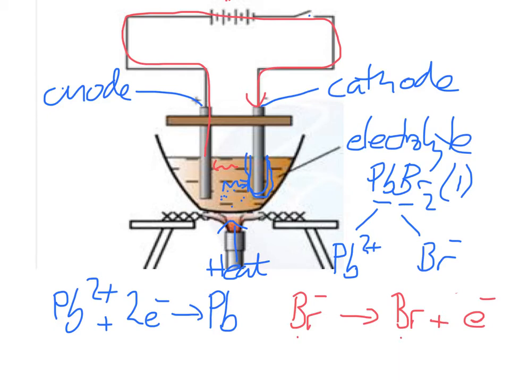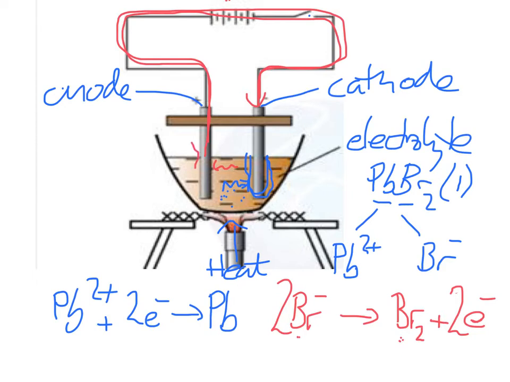Now, bromine atoms are pretty reactive, and so what happens is one bromide ion loses an electron to become a bromine atom, a second bromide ion does the same thing, and these 2 bromine atoms bond together. So you have 2 electrons being dragged round, and you get bromine molecules forming here.